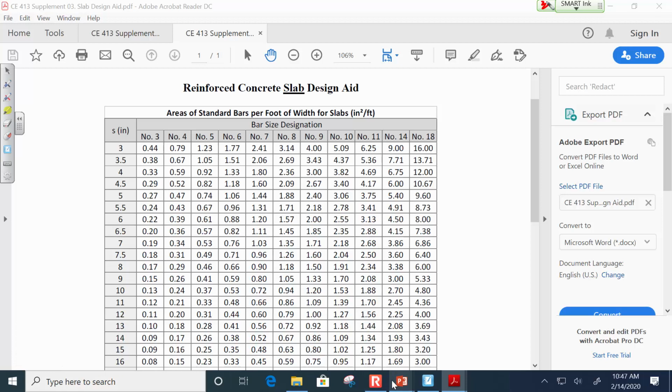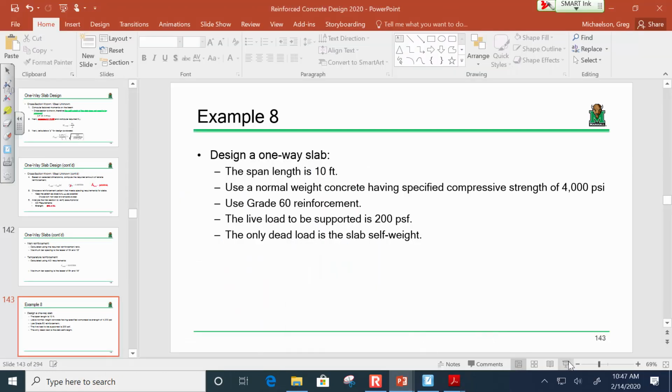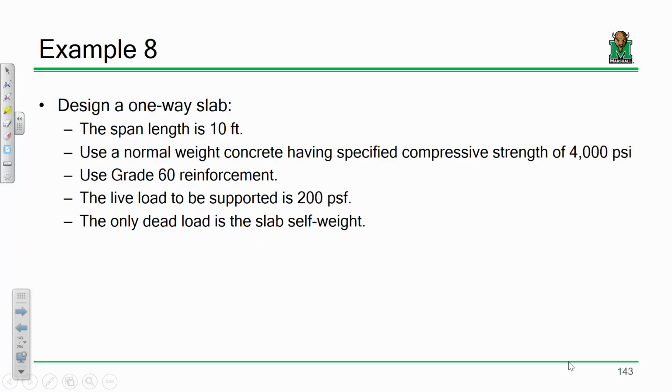I want to show you that problem real quick. So I got a slab that we're going to design starting Monday. It's going to be a one-way slab. We're going to say that the span length is 10 feet. Now, when I say span length for slabs, what I'm actually talking about is the distance between the beams, because the slab goes between the beams. So the span length for a slab is the girder spacing for the beams.